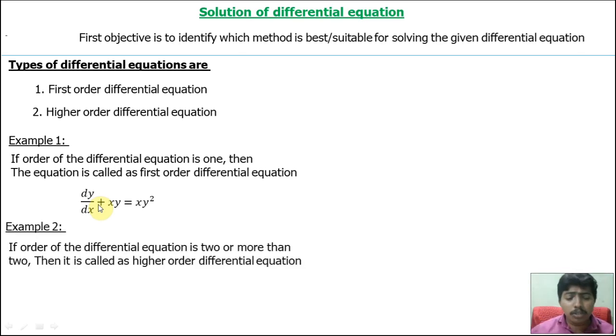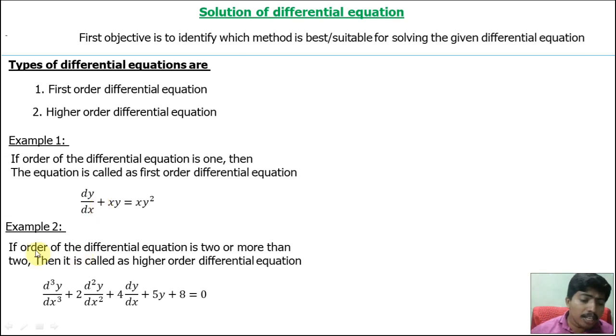Higher order differential equation means if the order of the differential equation is 2 or more than 2, then the differential equation is called a higher order differential equation. For example, here in this equation, the order of the differential equation is 3. This d cube y by dx cube. That means the order of the differential equation is 3, so it is a higher order differential equation.